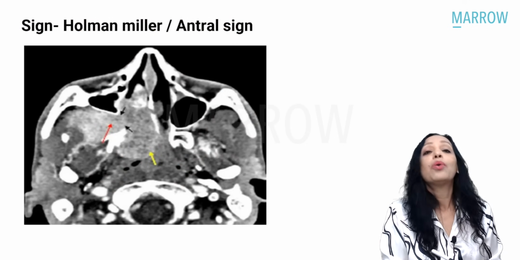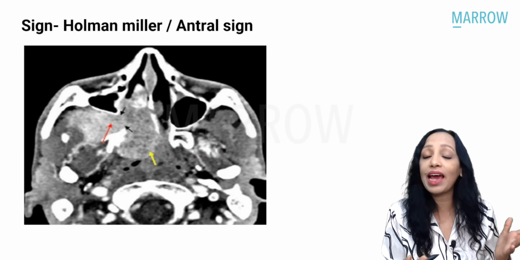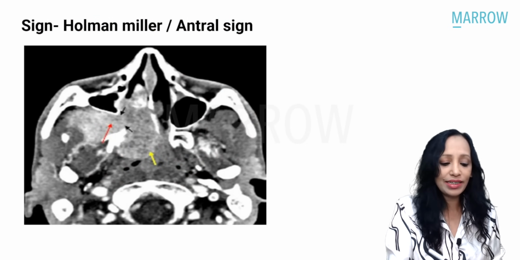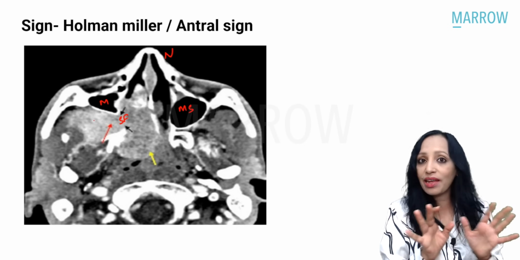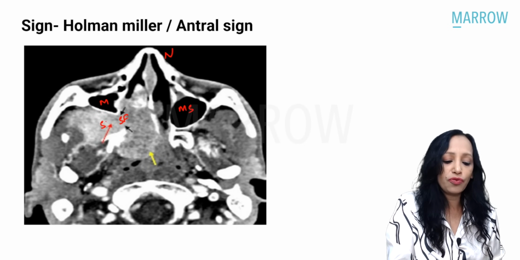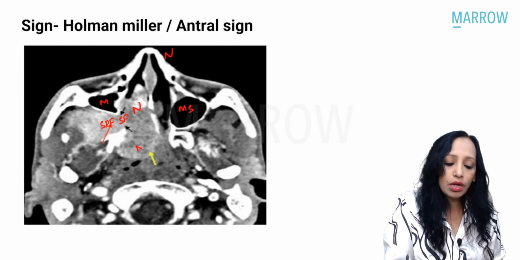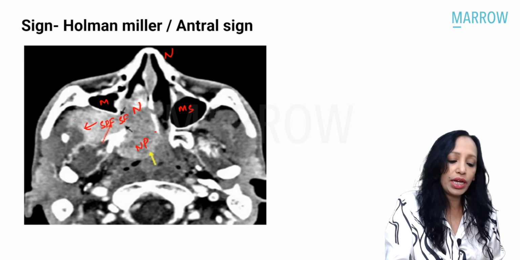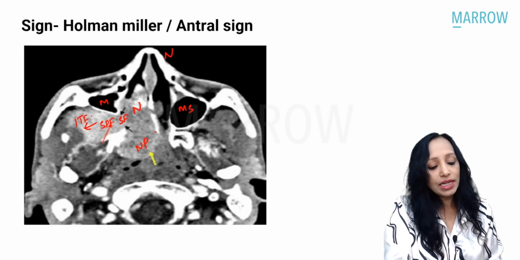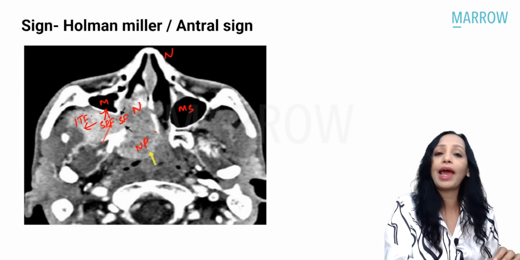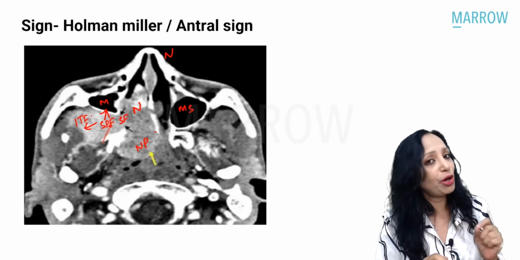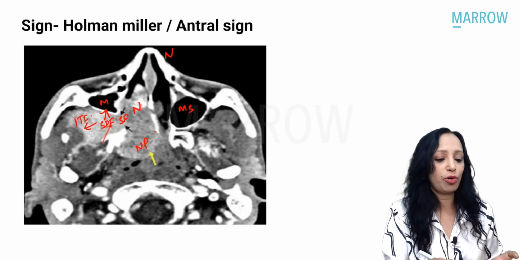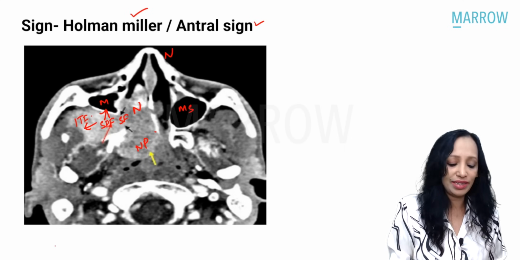Right? And here, what is the important finding that we see in CECT? What are we seeing here? So this is the axial cut section where we are seeing the nose here. This is the maxillary sinus. Here, this is the sphenopalatine foramen area where we can see this whitish area. Can you see the enhancing mass? Yes, the enhancing mass is present in the sphenopalatine fossa, in the nose, nasopharynx, also laterally into the infratemporal fossa. And this pushing of the posterior wall of the maxilla anteriorly by the mass in the sphenopalatine fossa is the sign very commonly asked in your exam. Yes, of angiofibroma, the Holman-Miller sign, also known as the antral sign.